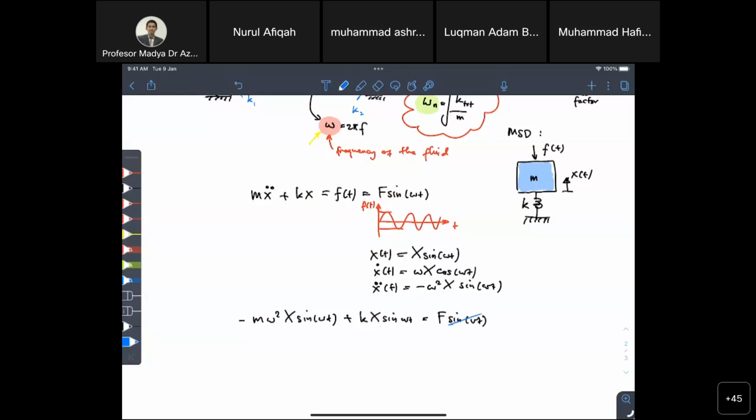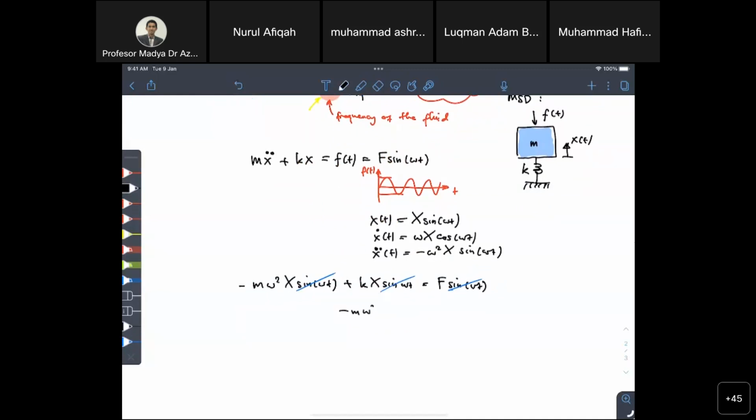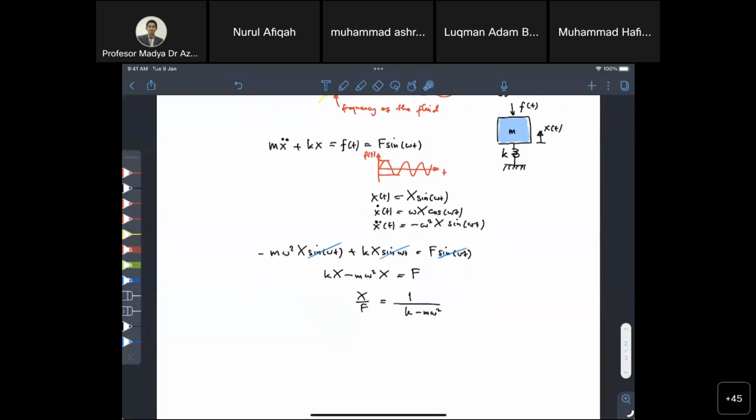Okay, so I can cancel out the sine terms. So we end up with x over f equals 1 over k minus m omega square. So we have this equation here. What is this equation telling us? This is the most important. This is just mathematics, but that mathematics will tell us something.